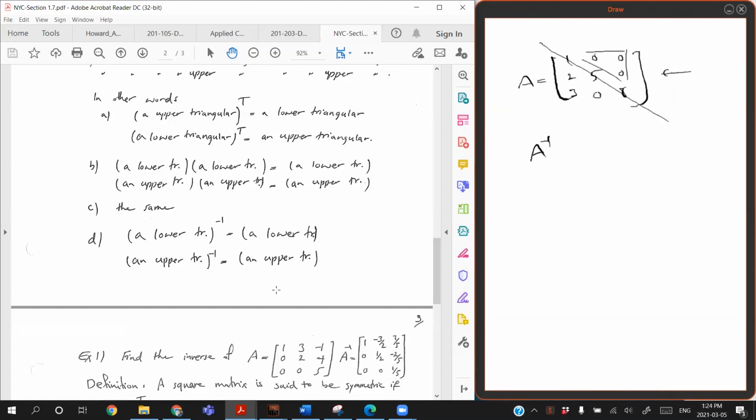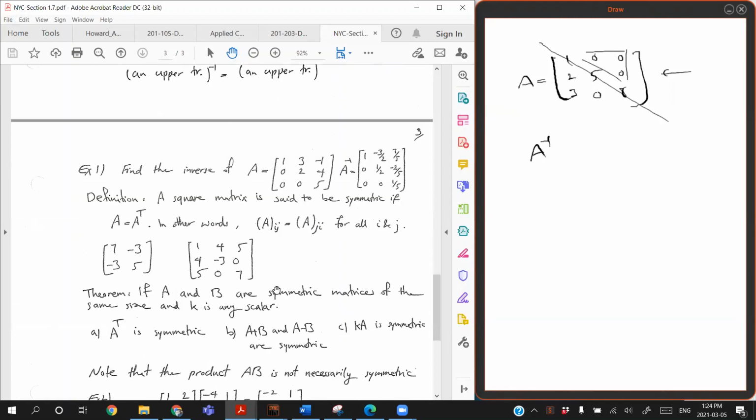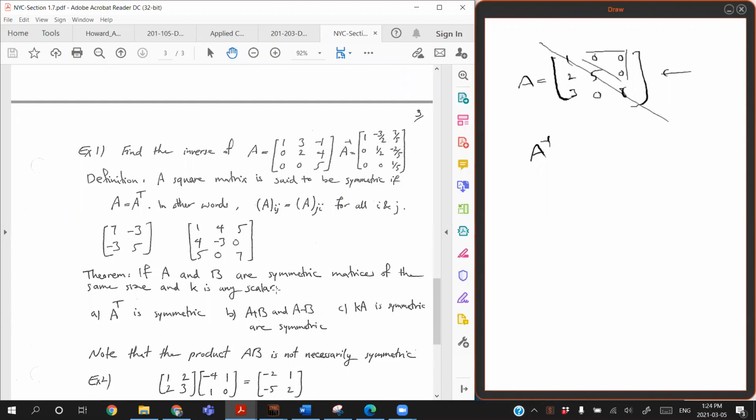You're good? I'm going to give you some time to find the inverse of this matrix here, and then you can check your answers.